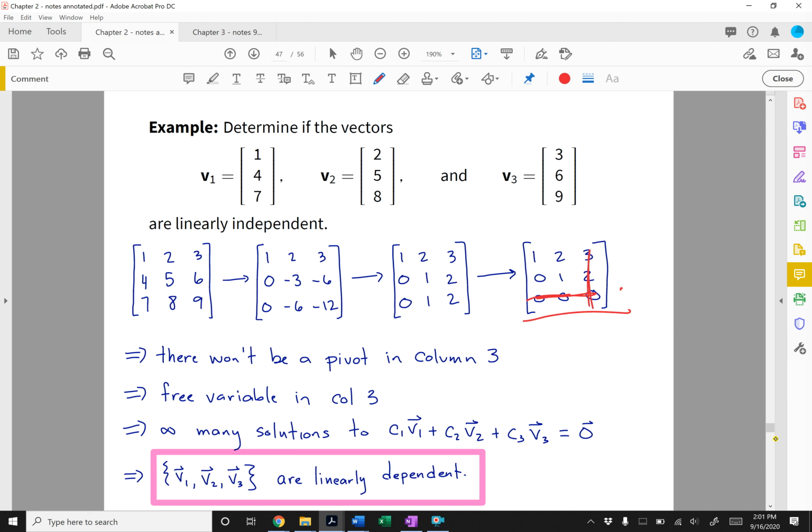So there's infinitely many solutions that you could pick for C1, C2, and C3 to make those 0. We don't have to just have 0 times vector 1, 0 times vector 2, and 0 times vector 3 to equal that 0 vector. Okay.